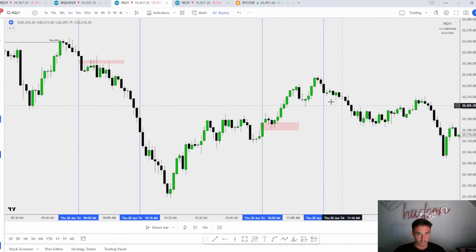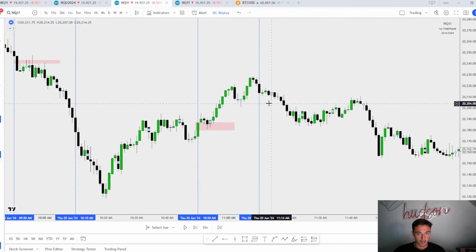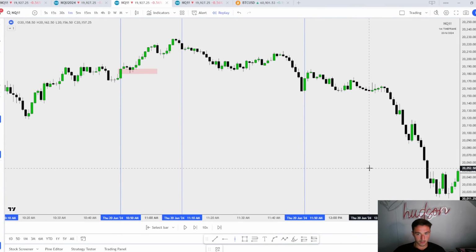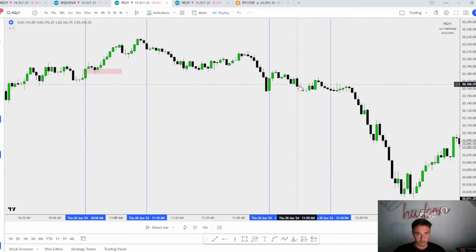Right here, what makes the high? The macro makes the high. Then we start to make this move lower. 1150 to 1210. Accumulation macro. What happens after the macro? Deliver lower. Like I just said, if a macro accumulates.